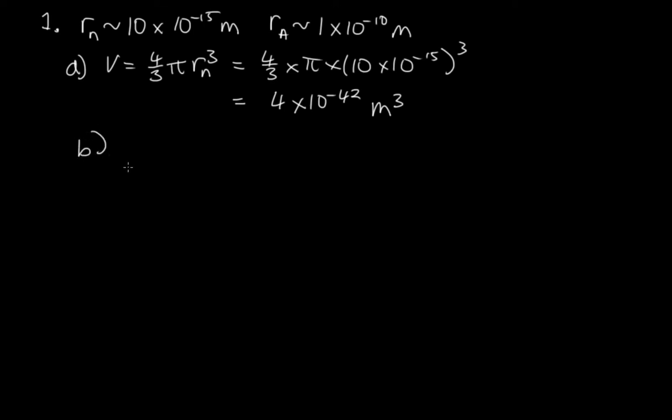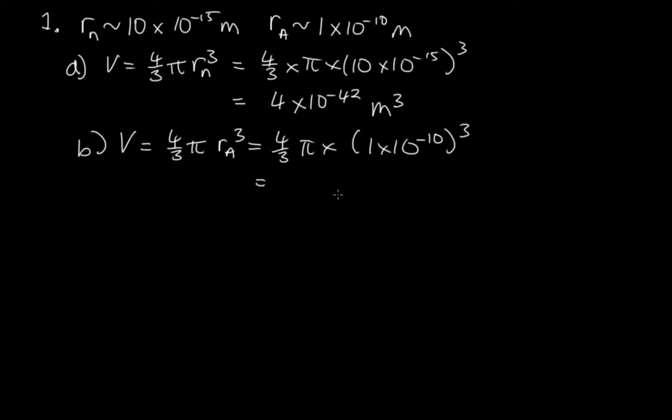Now part B says calculate the volume of an atom. So we use the same equation now. We've got 4/3 pi, but now instead of the radius of the nucleus, we use the radius of the atom cubed. So this is 4/3 pi times 1 times 10 to the minus 10 all cubed, and solving that on the calculator we get 4 times 10 to the minus 30 meters cubed.